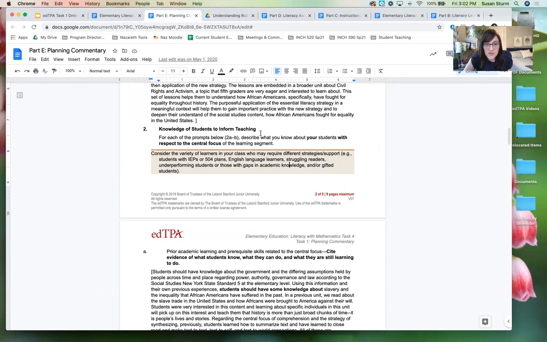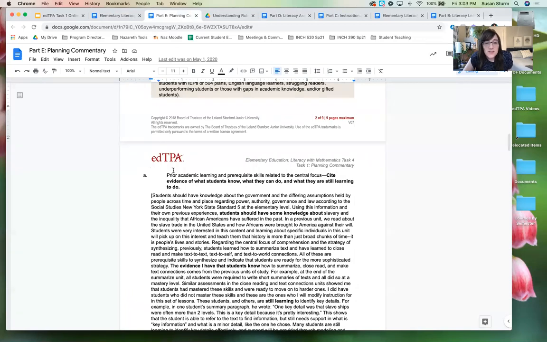So for each of the prompts, describe what you know about your students with respect to the central focus. Consider your IEPs and 504s. We've got them in this class. Don't forget about them. So prompt 2A, prior academic learning and prerequisite skills related to the central focus. Cite evidence of what your students know, what they can do, and what they are still learning. So this is where they want you to talk about what is in your prior knowledge of your students.